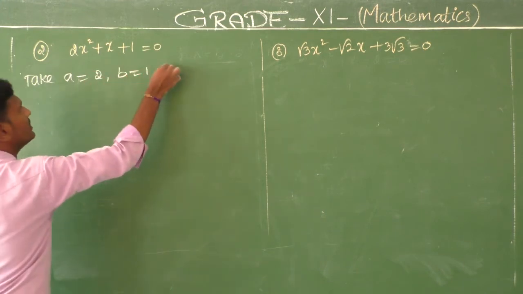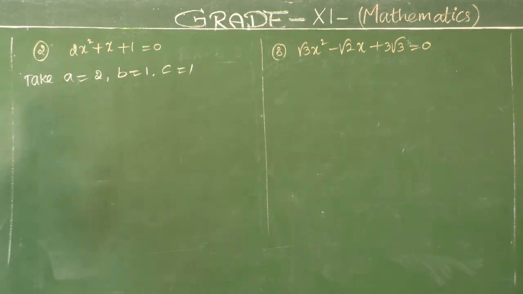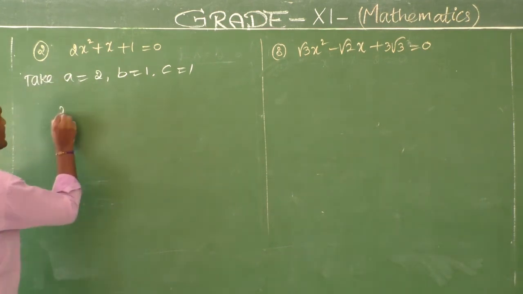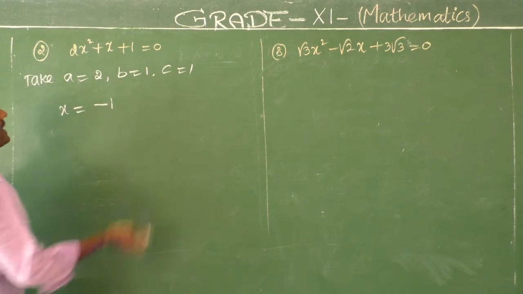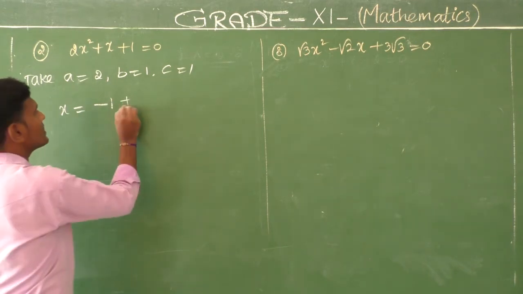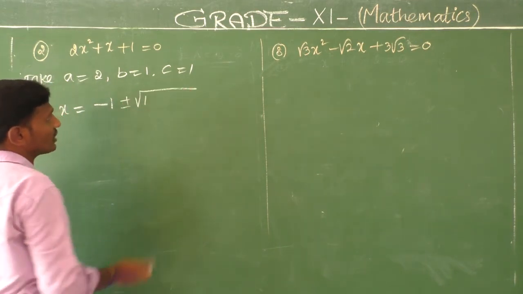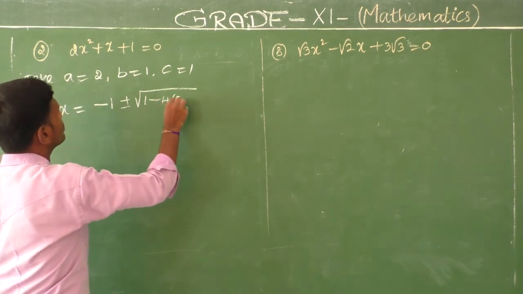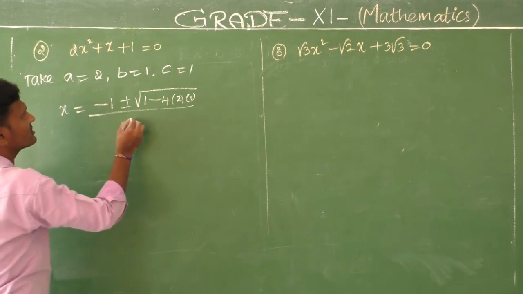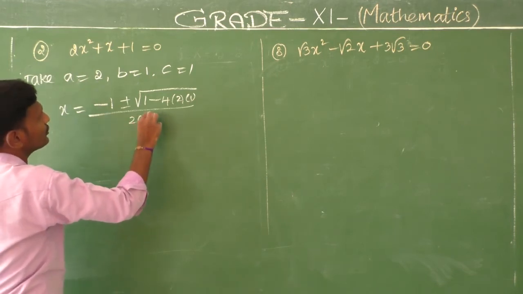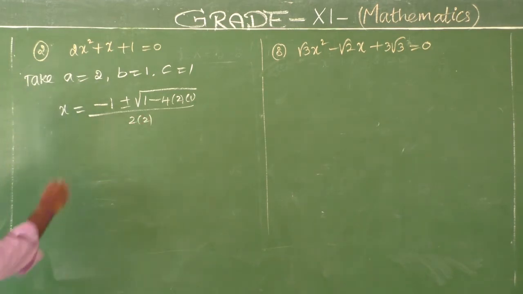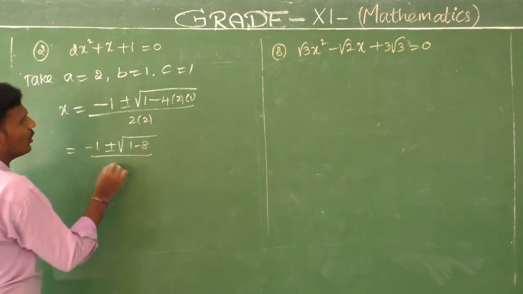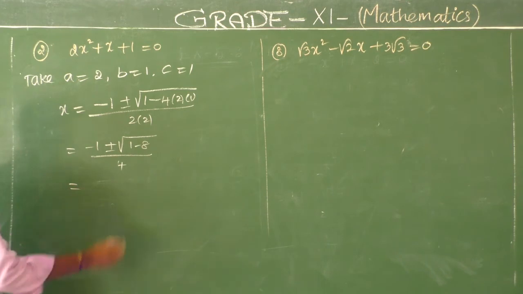Now coming to the second question, you have the values a equal to 2, b equal to 1 and c also 1. Now I am going to use the quadratic formula, x equal to minus b, so minus 1 plus or minus square root of b square, 1 square, minus 4ac, 4 into 2 into 1, the whole divided by 2a, 2 into 2. Then minus 1 plus or minus square root of 1 minus 8, the whole divided by 4.